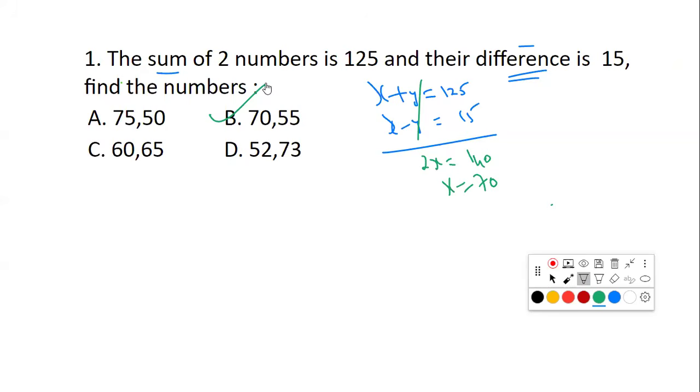Even though they see that x is equal to 70, some students actually do this part also. When x is 70, they substitute into 70 plus y is equal to 125 and get y as 55. Only when they write this 55, they start ticking this answer. Only after calculating the y value as 55 do they go and tick B as their choice.